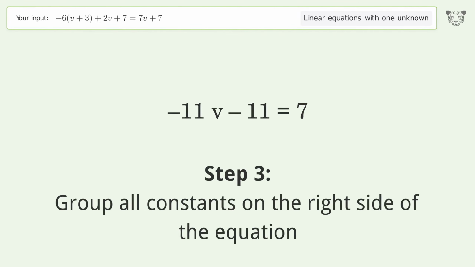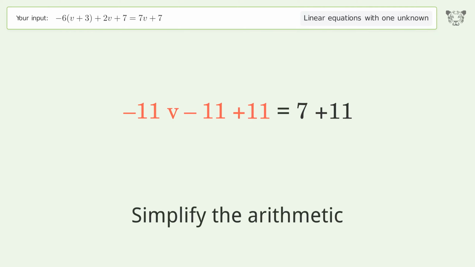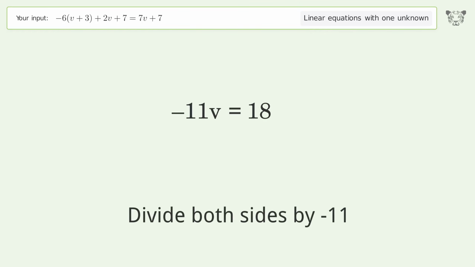Group all constants on the right side of the equation. Add 11 to both sides. Simplify the arithmetic. Isolate the v. Divide both sides by -11.